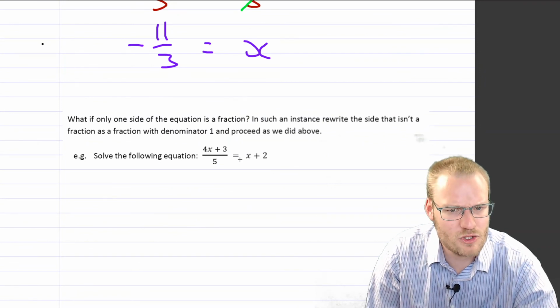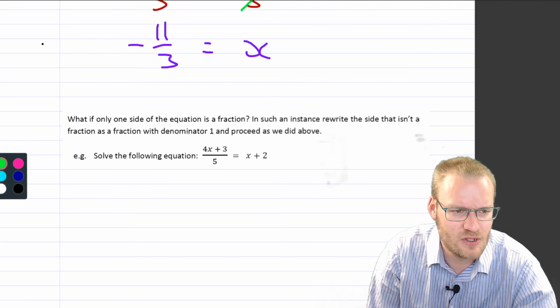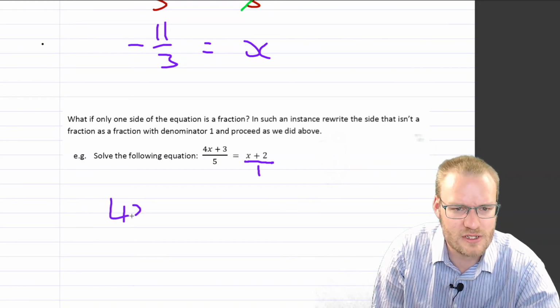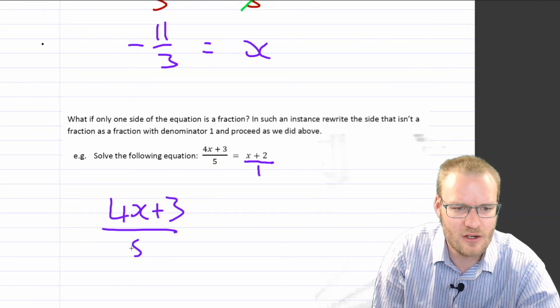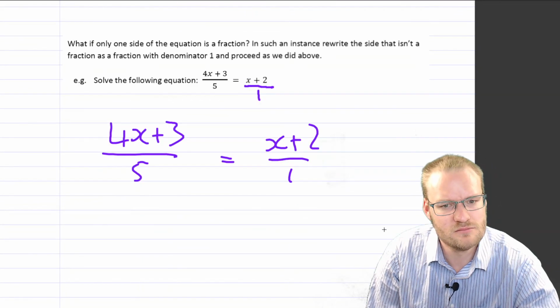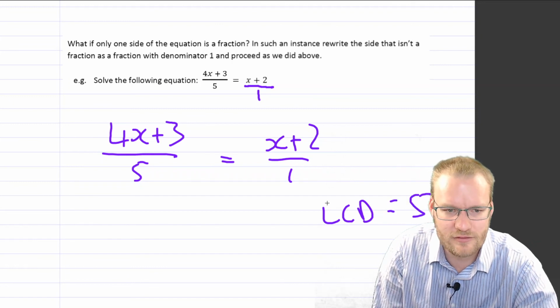Okay, I'm just going to start this one. If only one side's a fraction, it's very easy to turn the other side into a fraction. Just put it over 1. So our equation is actually (4x plus 3) over 5 equals (x plus 2) over 1. And from there we're good to go. Lowest common denominator of 5 and 1 is 5.